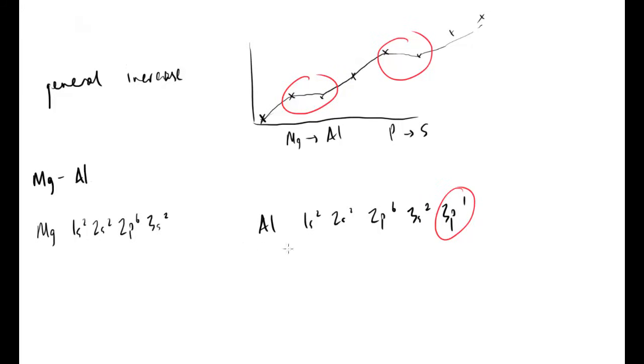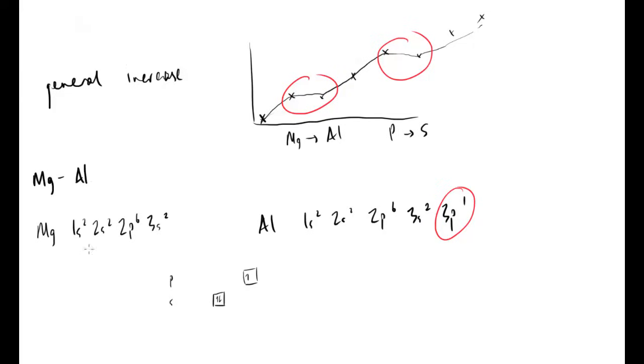That's actually really important, because if you were to think about how this looks on an energy scale, 3s is here, and the 3p orbitals are up here, at a higher energy level. So for aluminium, we have this extra electron in a higher energy state, which in general terms means it's a bit further away from the nucleus. Therefore, because it's further away from the nucleus, it's easier to remove.